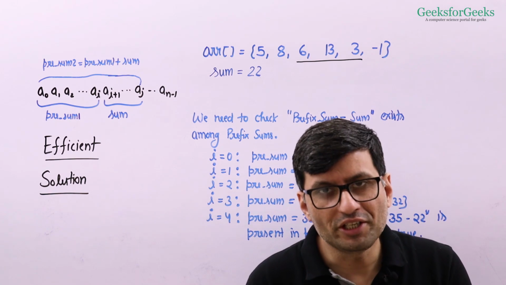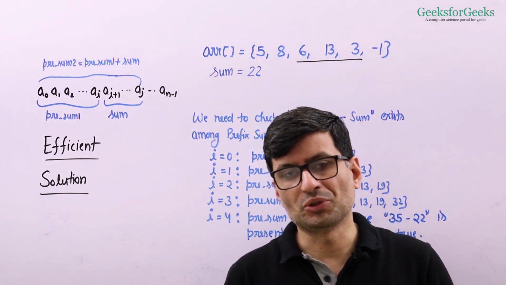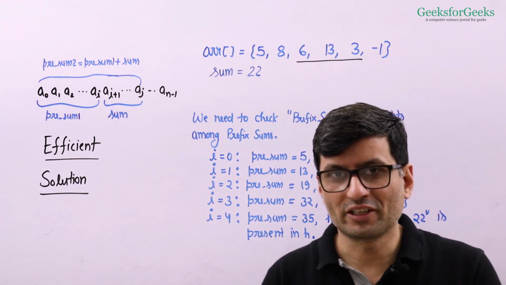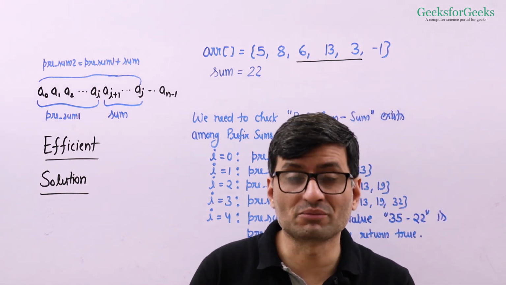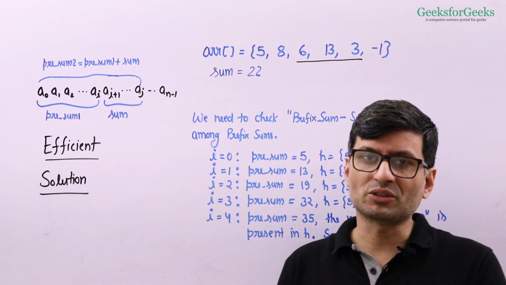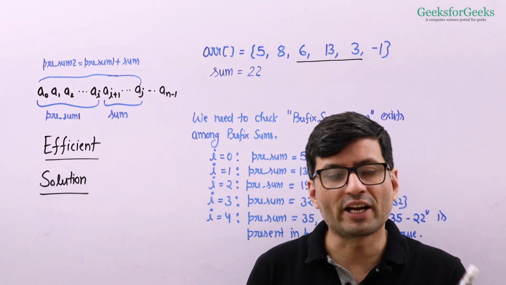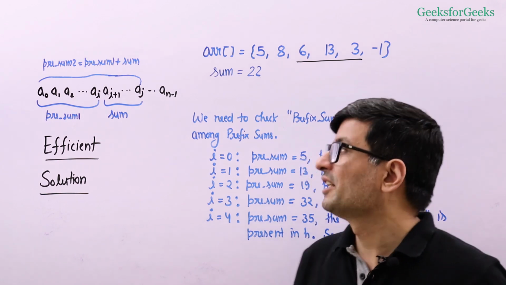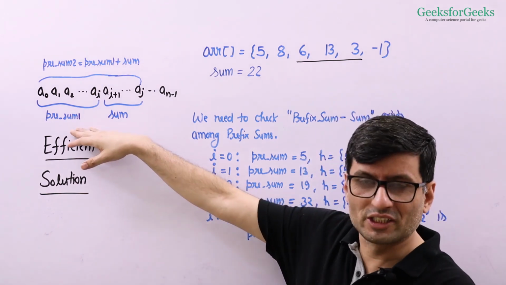Let's now talk about the idea for the efficient solution. It is strongly recommended that you refer to the sub-array with sum 0 video first, because we are going to use a similar idea. What it means is we are going to use the prefix sum concept and we are going to use hashing. So let's understand this with this diagram.